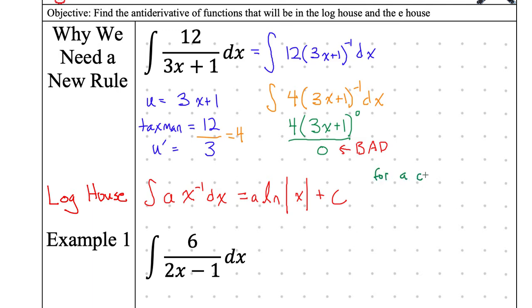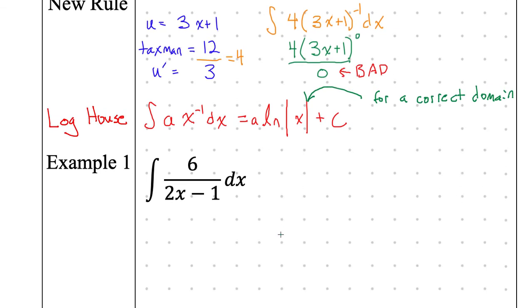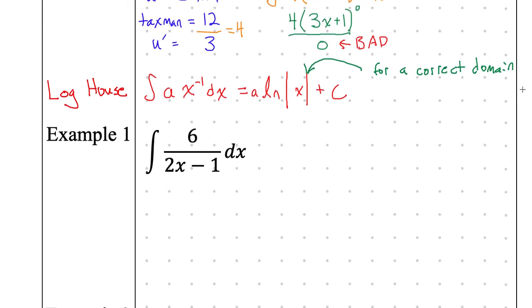For a correct domain, this guy right here. It doesn't mean we need absolute value when we take the derivative, but when we go backwards, you do need it. All right, I think I've kicked that horse long enough. Let's go to example number 1.